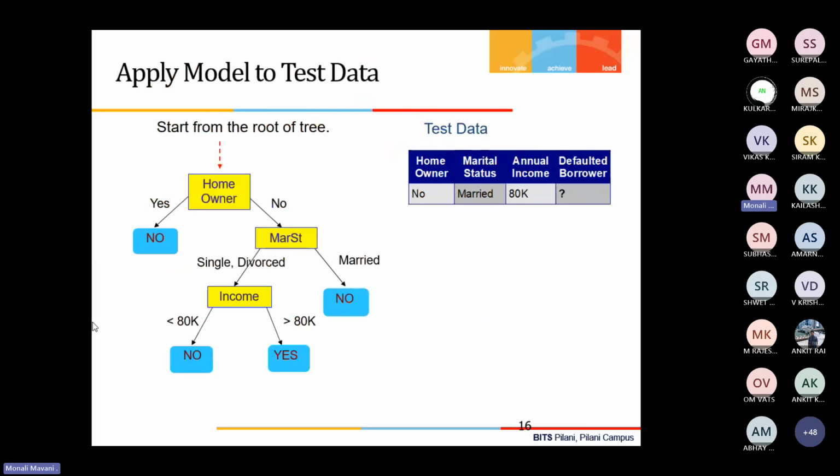Now, how do we perform the inference? Once we have grown the decision tree, we have to use it for prediction. Say this is our unseen data, where homeowner is no, marital status is married, annual income is 80K, and I want to identify the class, whether yes or no. I'll start with homeowner, and it is no, so I have to go to the right branch. Then marital status is married, so again I'll go to the right branch, married, and I reach the leaf node, no.